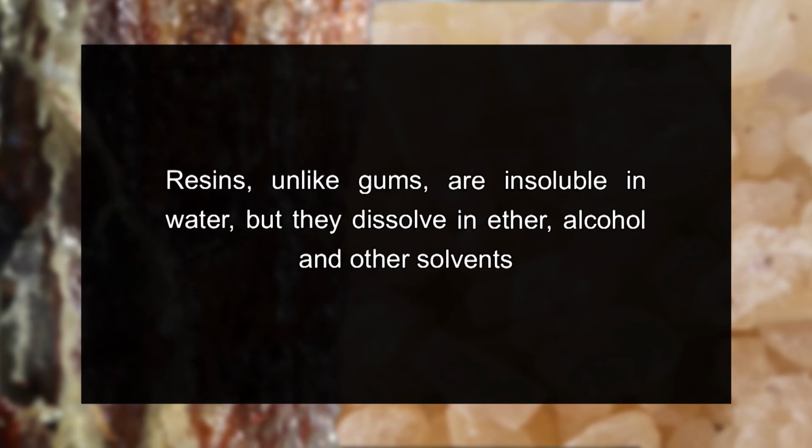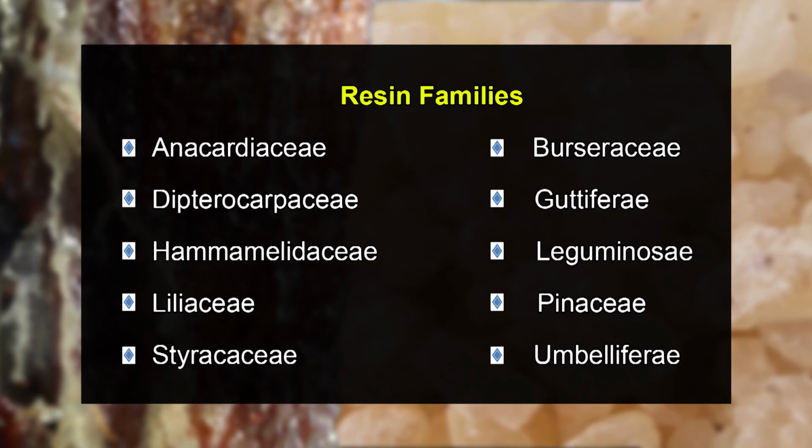Resinous substances may occur alone or in combination with essential oils or gums. Resins, unlike gums, are insoluble in water, but they dissolve in ether, alcohol, and other solvents. Resin production is widespread in nature, but only a few families are of commercial importance. These include Anacardiaceae, Burseraceae, Dipterocarpaceae, Guttiferae, Hamamelidaceae, Leguminosae, Liliaceae, Pinaceae, Styracaceae, and Umbelliferae.